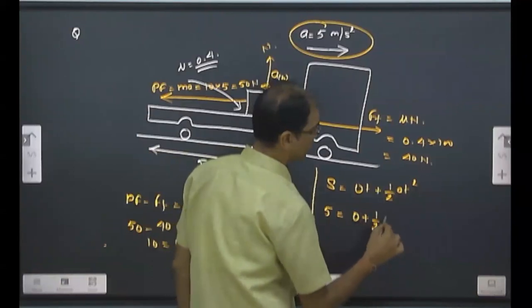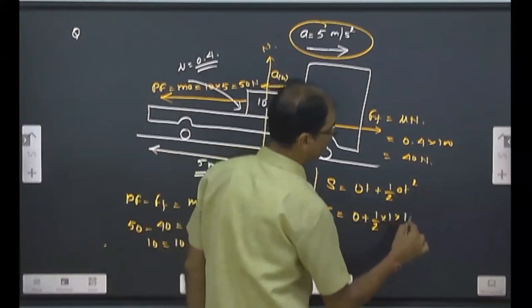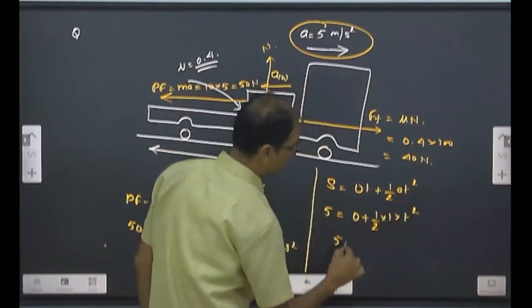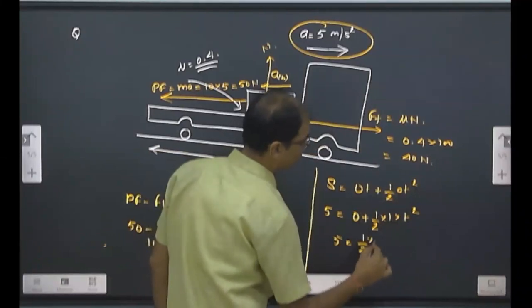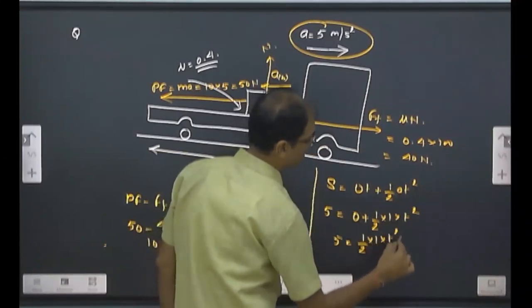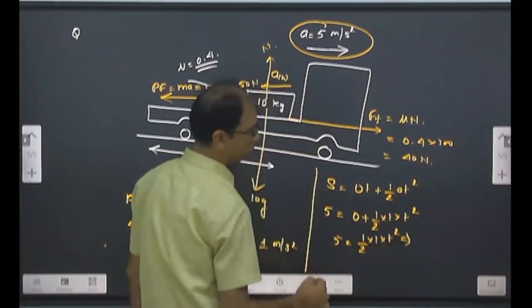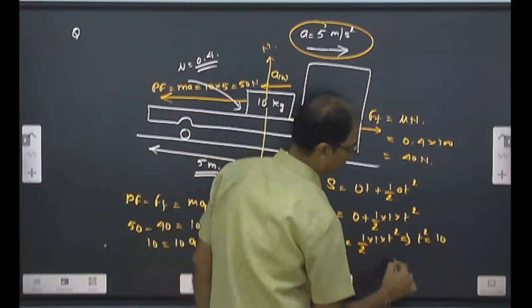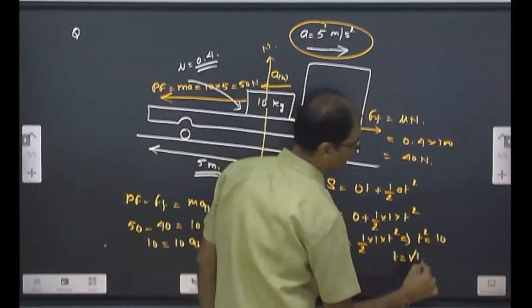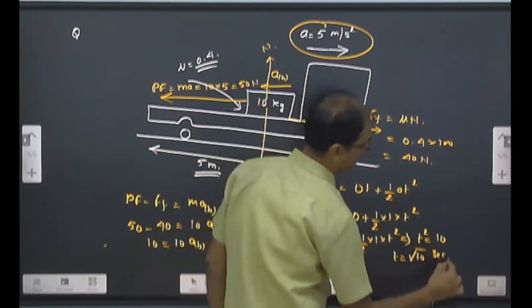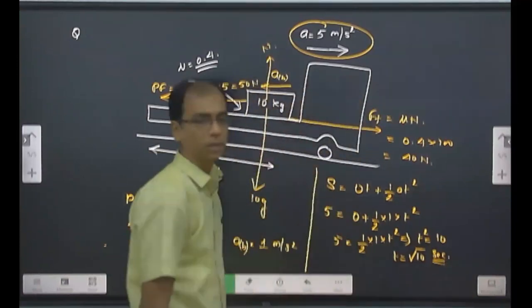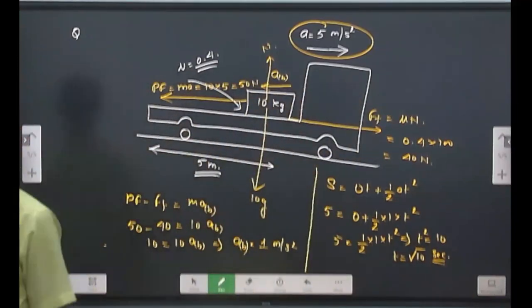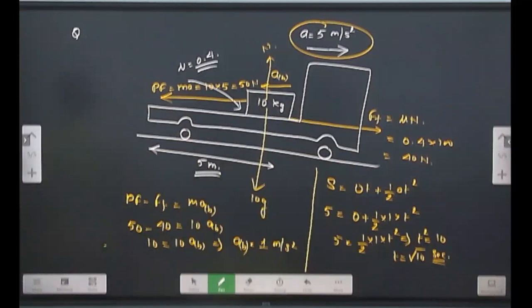So u is 0. Acceleration of the block is 1 into t square. So 5 equal to 1 by 2 into 1 into t square. That means this is 5 into 2, 10. So t square equal to 10. So that means t equal to root 10 seconds. That's our answer. Is that clear? Yes, sir. Okay, note that one.